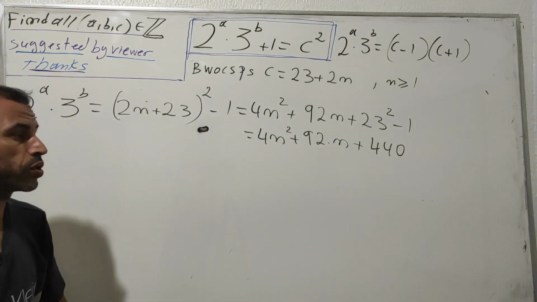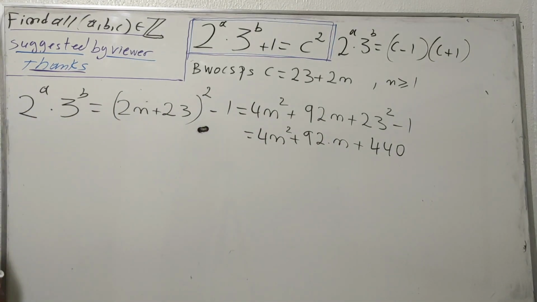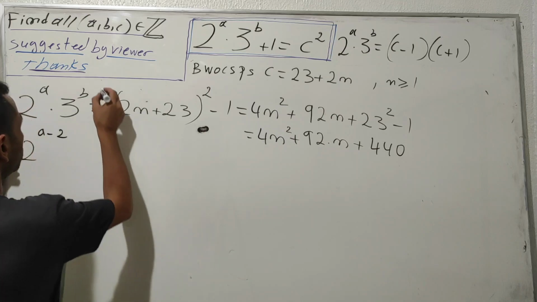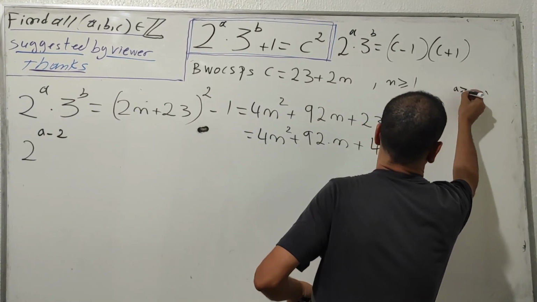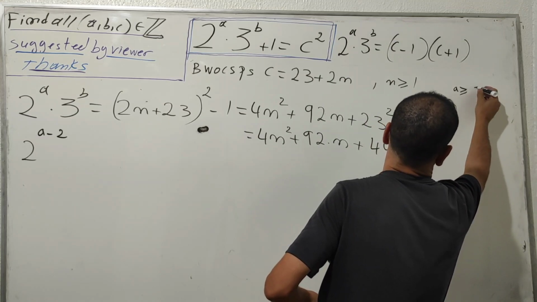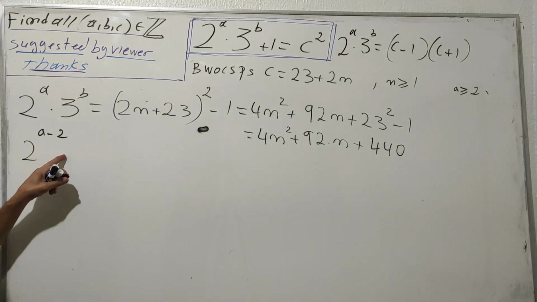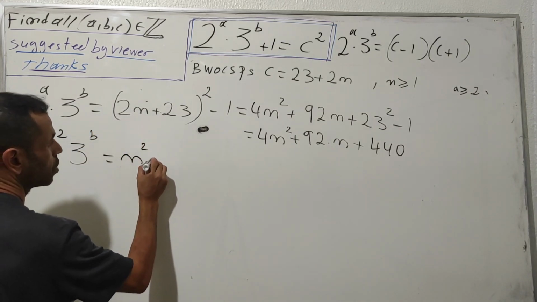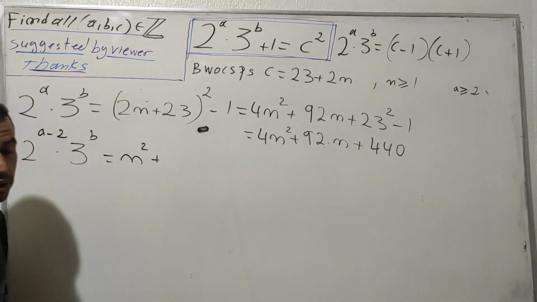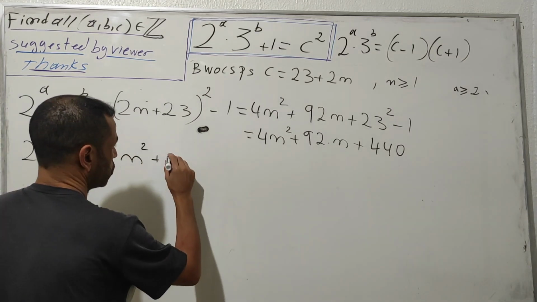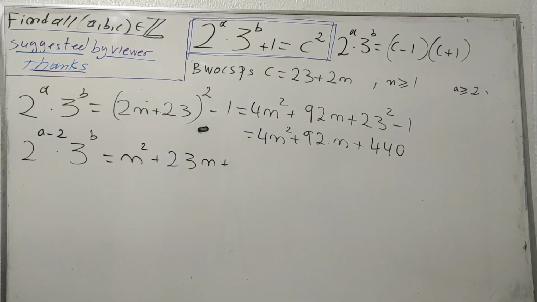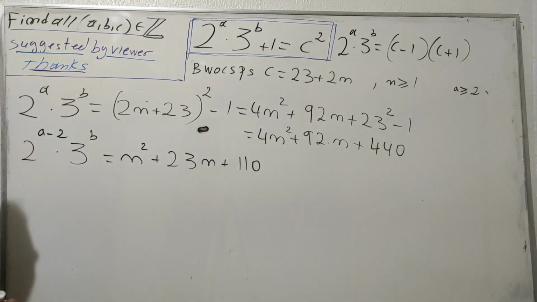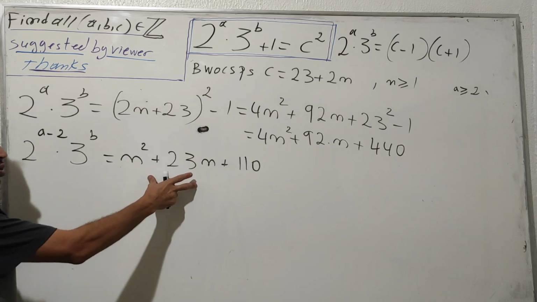So I'm going to divide both sides of the equation by 4. So I will have here 2^(A minus 2), but be careful here: A must be greater than or equal to 4? For A greater than or equal to 2, to keep this one as an integer. This one is multiplied by 3^B, which equals n squared plus 92 divided by 4, which gives us 23n, plus this one divided by 4, which gives us 110.